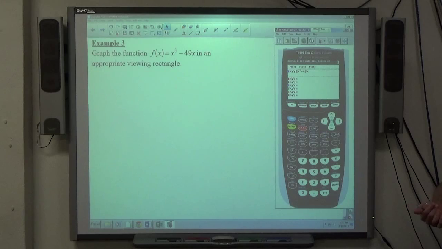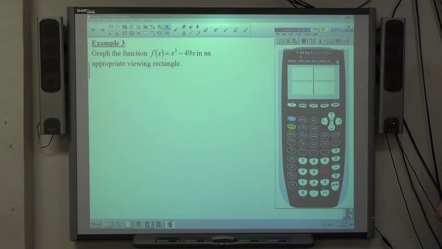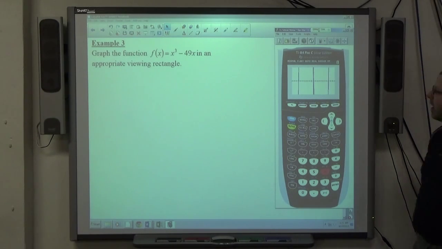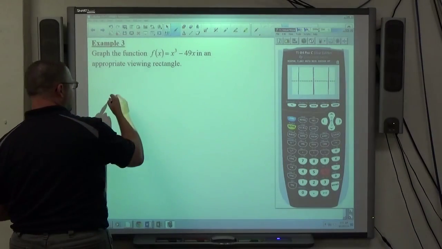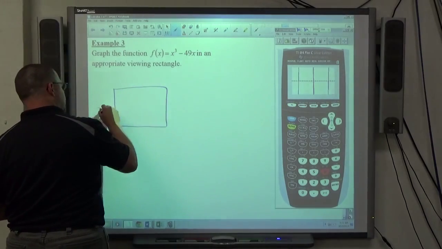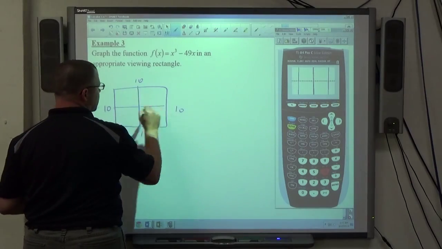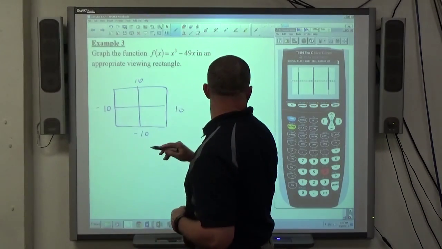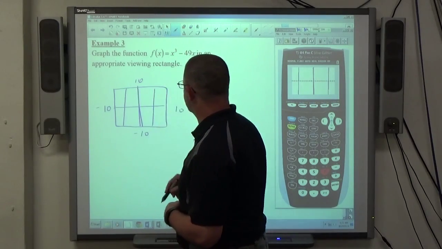Okay, I have no idea where it's at, so I'm going to start off at zoom 6 and see what happens. I've got some of the graph, but I'm guessing that's not what it looks like. But at least some of the graph is there, it gives me a starting point. So I'm going to draw my rectangle, negative 10, 10, negative 10, 10. Looks like it goes pretty much almost straight up, then almost straight down, and then back straight up.